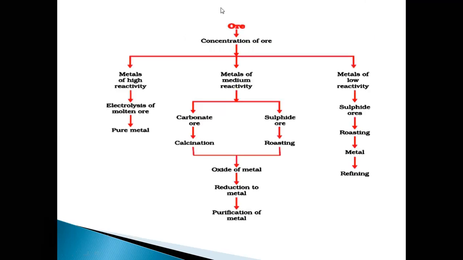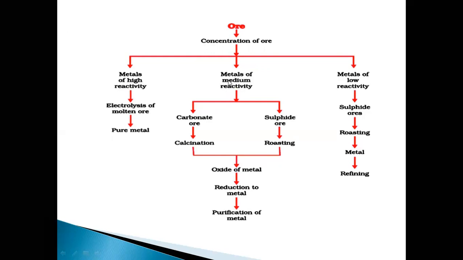Now, the extraction is divided into three types: high reactive, medium reactive, and low reactive. For high reactive metals, how will you get the pure form? By the electrolysis method. In the container, two electrodes are there, the anode and the cathode. The anode attracts anions, the cathode attracts cations. That process is called electrolysis. By this method, you can get the pure metal.